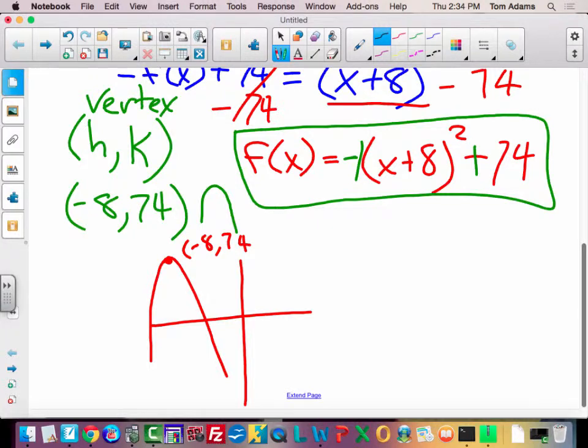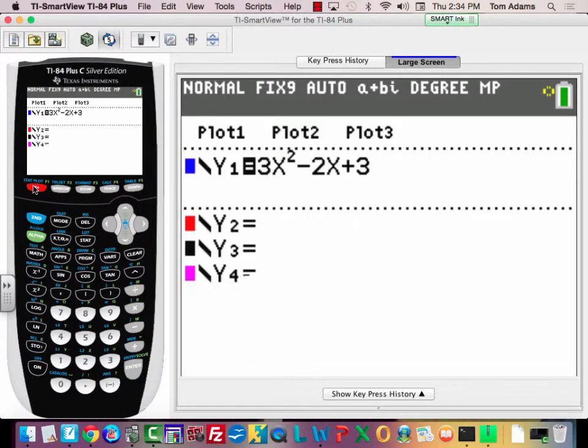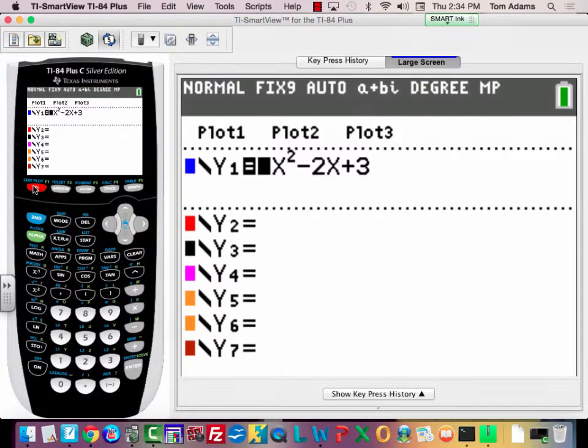Let's fire up the calculator and see if we're right. So now the original function was, somebody read it to me. Ten minus 16x minus x squared.